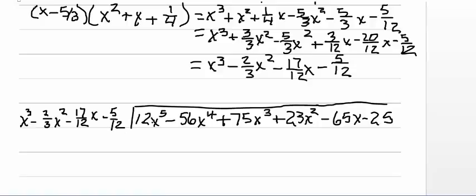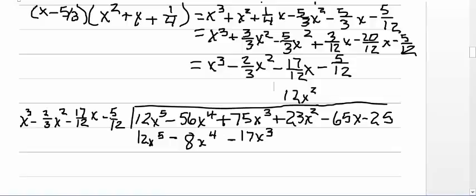And x cubed goes into 12x to the 5th, 12x squared times. And when I multiply that 12x squared by every term of my divisor, I get 12x to the 5th minus 8x to the 4th minus 17x cubed minus 5. And I am going to subtract.